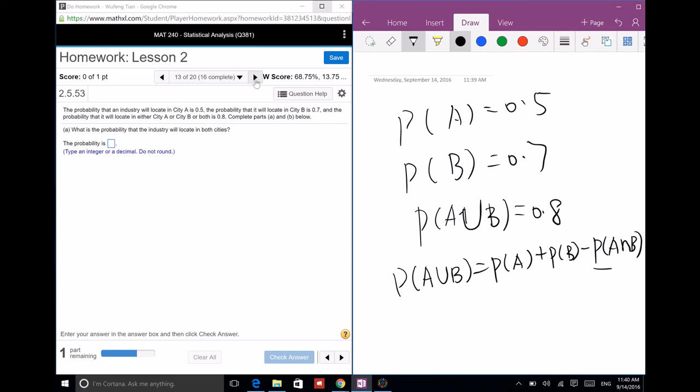that first one, P(A intersection B). So basically you just plug it in here: 0.8 equals 0.5 plus 0.7 minus P(A intersection B), and you see that it's going to be 0.4.